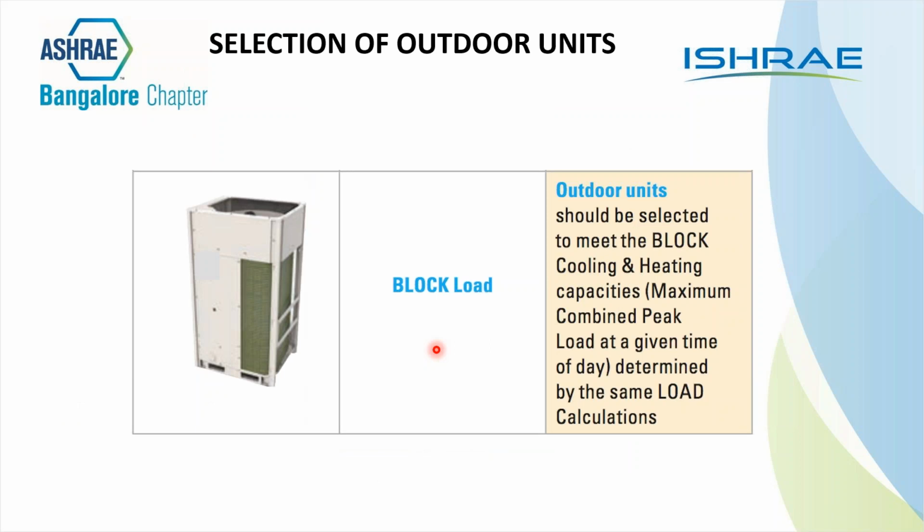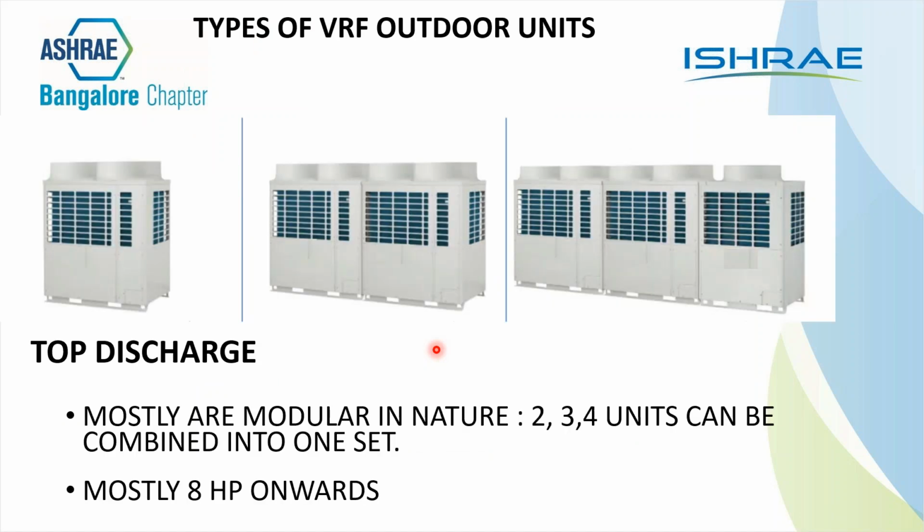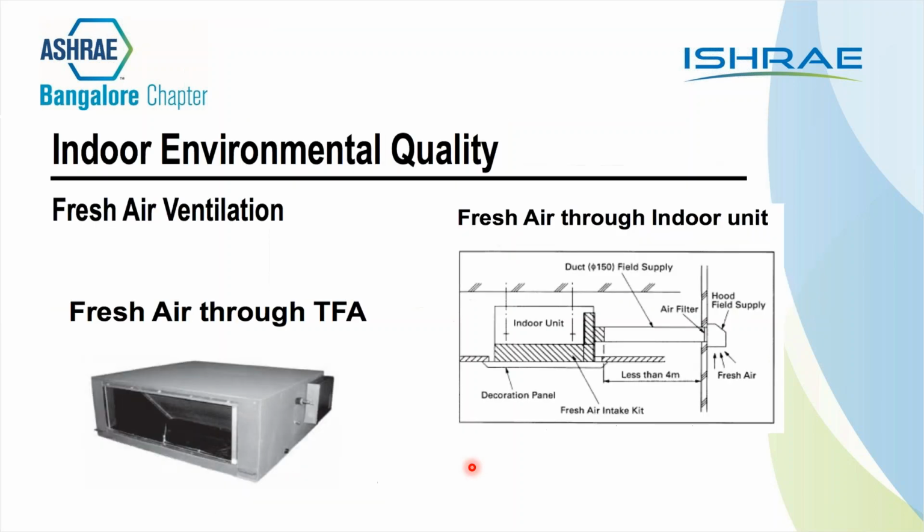So for outdoor unit selection, based on peak load, you can select the outdoor unit or you can select the diversity based on the application. So you have top discharge, you can combine 2 or 3 or 4, again brand specific. It varies from brand to brand. Generally top discharge is on 8 HP or 6 HP onwards. You can also connect a treated fresh air unit to a VRF condensing unit. However, when you are connecting treated fresh air, again, you cannot consider any diversity here. It has to be considered as 100%.